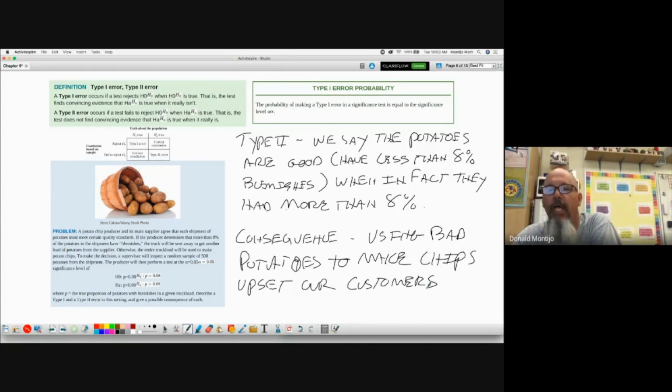All right, so type 1, type 2. Type 1, we reject the null when in fact it is true. Type 2, we fail to reject the null when in fact it is false. And here's an example of each kind.